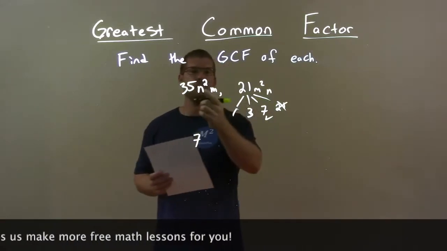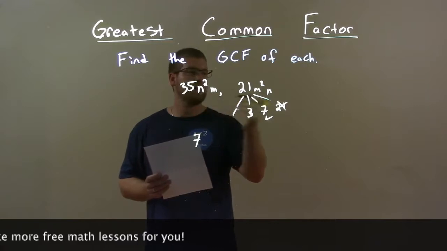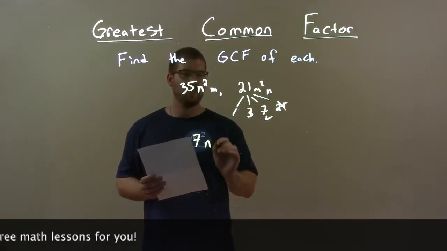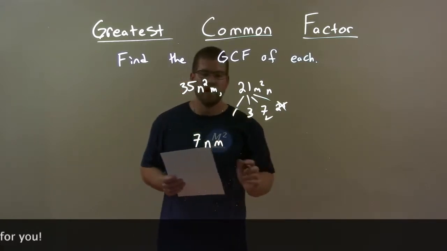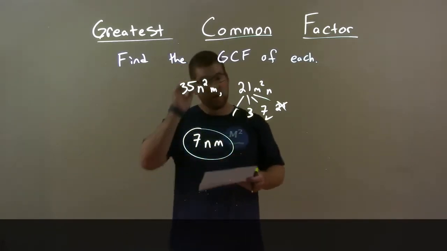Now, if we look at these two, I have 2 n's here and 1 n there. So 1 n is in both, and 1 m here, 2 m's there, so 1 m is in both. And so our final answer here is just 7nm.